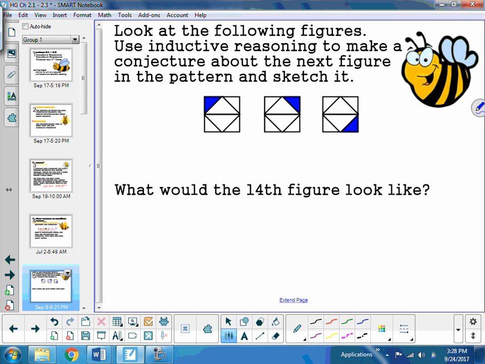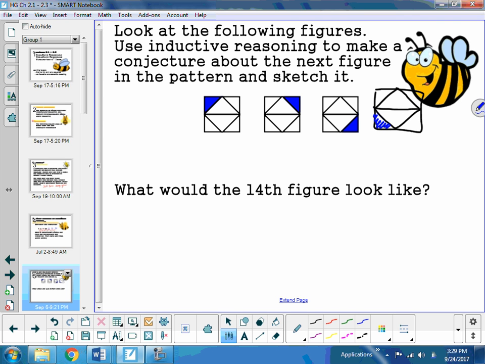Another example here is more of a graphical representation. Look at the following figures, use inductive reasoning to make a conjecture about what the next figure is going to look like, and sketch it. Alright, so let's draw the original shape here. Here's all my artistry skills. I noticed the blue section is colored in the upper left, and then the right, then the bottom left, the bottom right. Now I'm predicting it's going to go here. So now, it looks to me like it's just traveling in a circle.